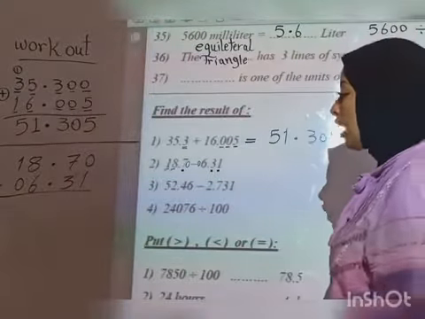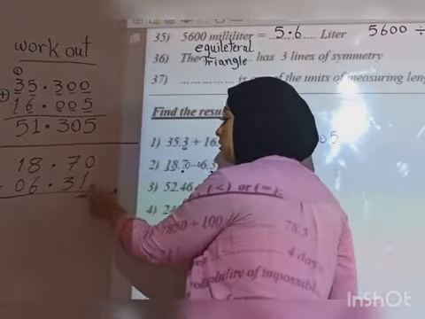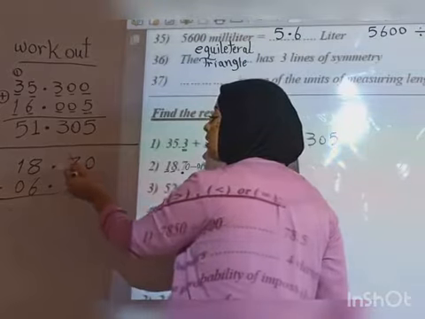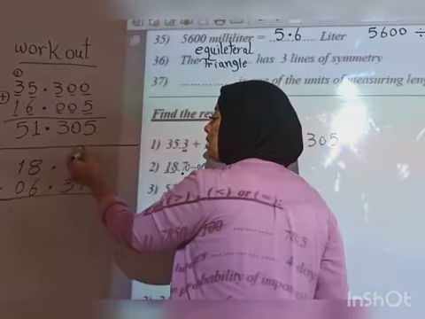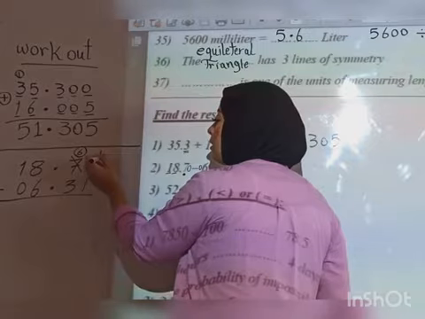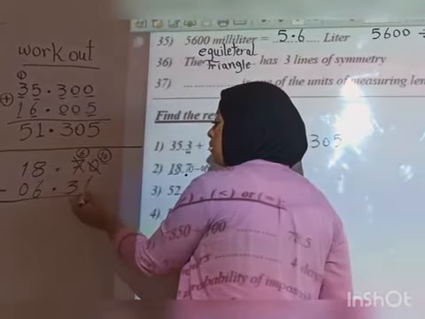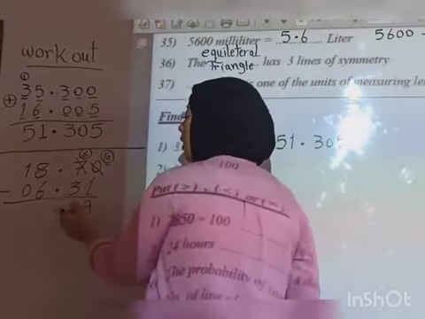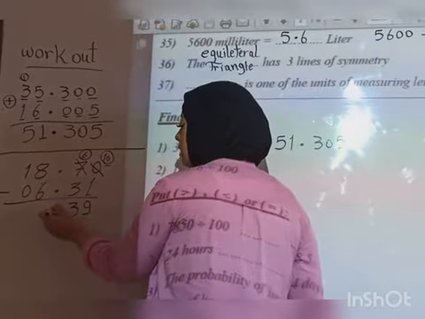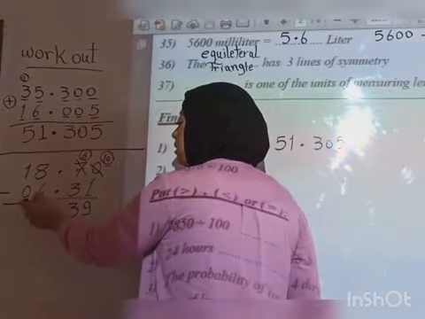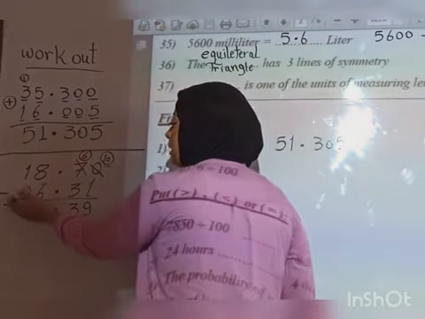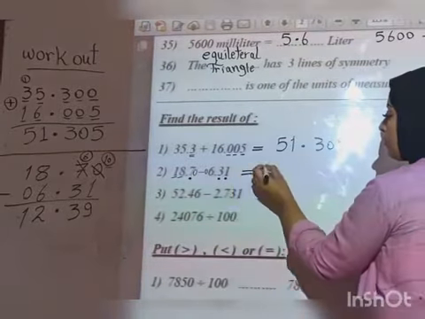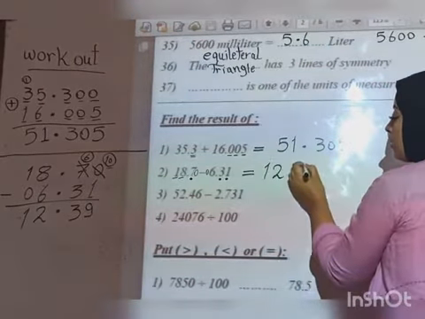Then start the subtraction. 0 minus 1, we can't take 1 from 0, so we borrow 1 from 7. 7 will be 6, and 0 will be 10. 10 minus 1 equal 9. 6 minus 3 equal 3. Down the decimal point. 8 minus 6 equal 2. 1 minus 0 equal 1. So the answer will be 12.39.